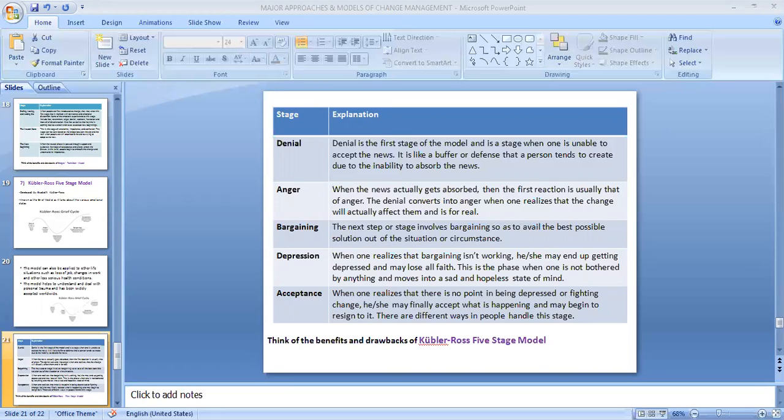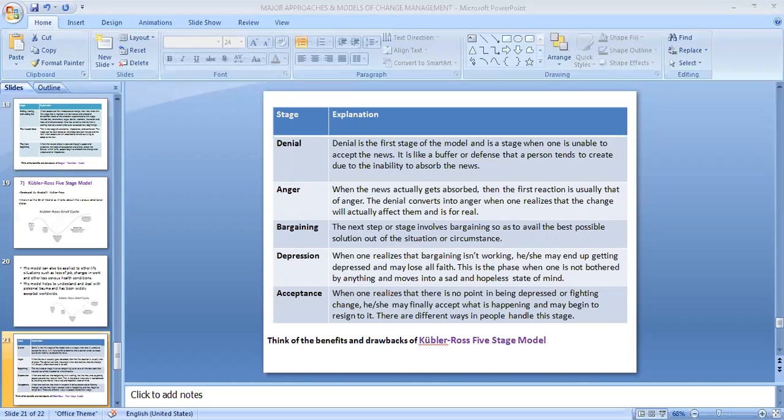It is like a buffer or defense that a person tends to create due to the inability to absorb the news. So it may be because you don't like to absorb the new change. One may experience shock as well as a sense of numbness during this stage, and this happens because every person shows resistance towards change and may not want to believe what is happening. So I told you earlier also that since people are very much reluctant and resistant to change, they might not want to believe what is actually happening.